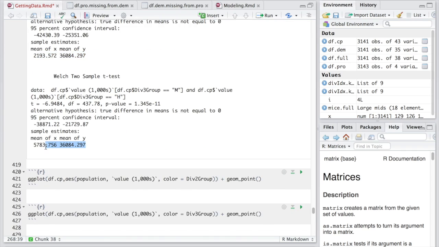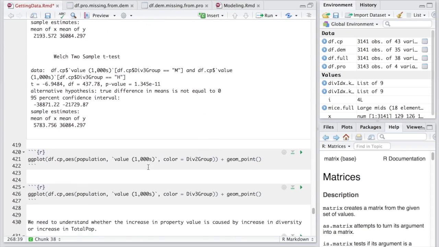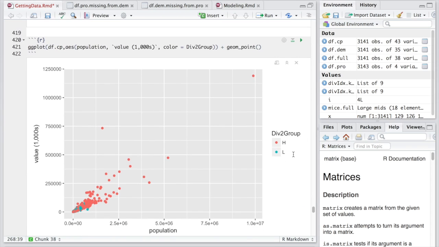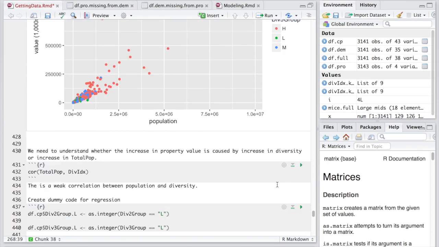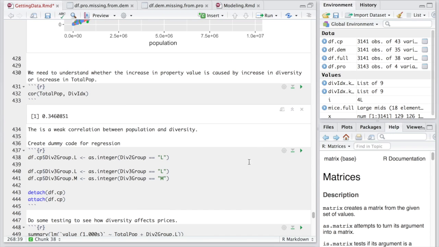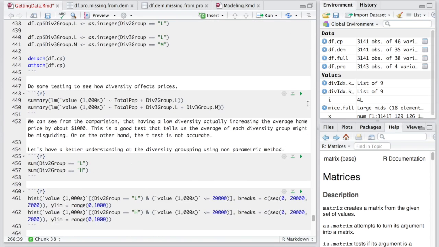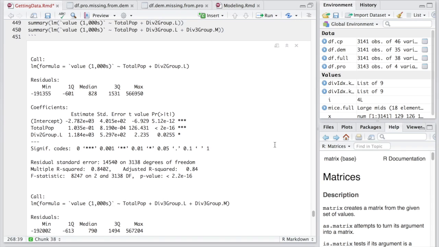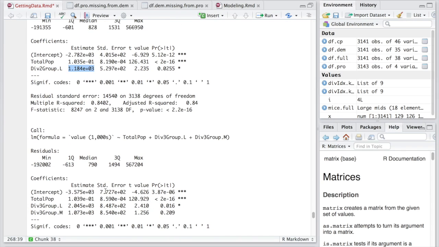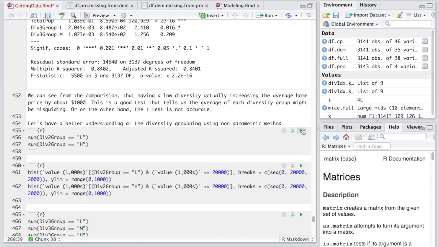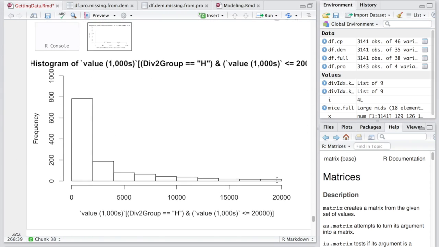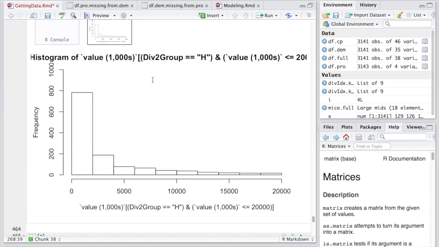values for different diversity groups. In particular, the group with higher diversity will have higher property values. But if we build some simple regression model, the result is opposite. This can be explained since the property value as well as the total population is not normally distributed. That is the reason why we need to revisit population as well as property values.